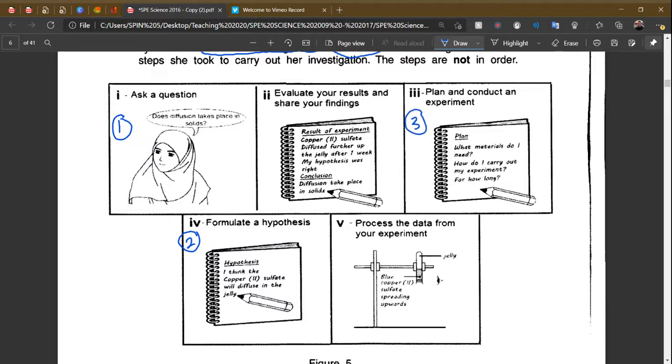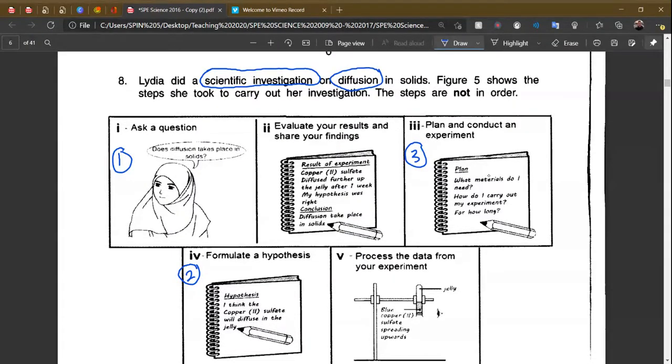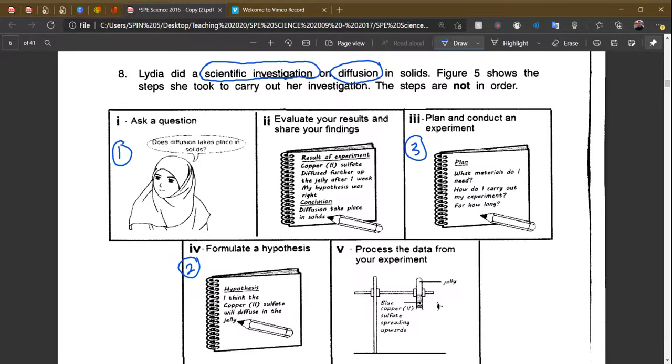So for the experiment you have to figure out what you want to do. For this case, these are the things: what are the materials they need, what is the step, and so on. It's not a simple step. It will take time to plan and conduct your experiment. And after you have created the experiment, then you start to process the data from the experiment.